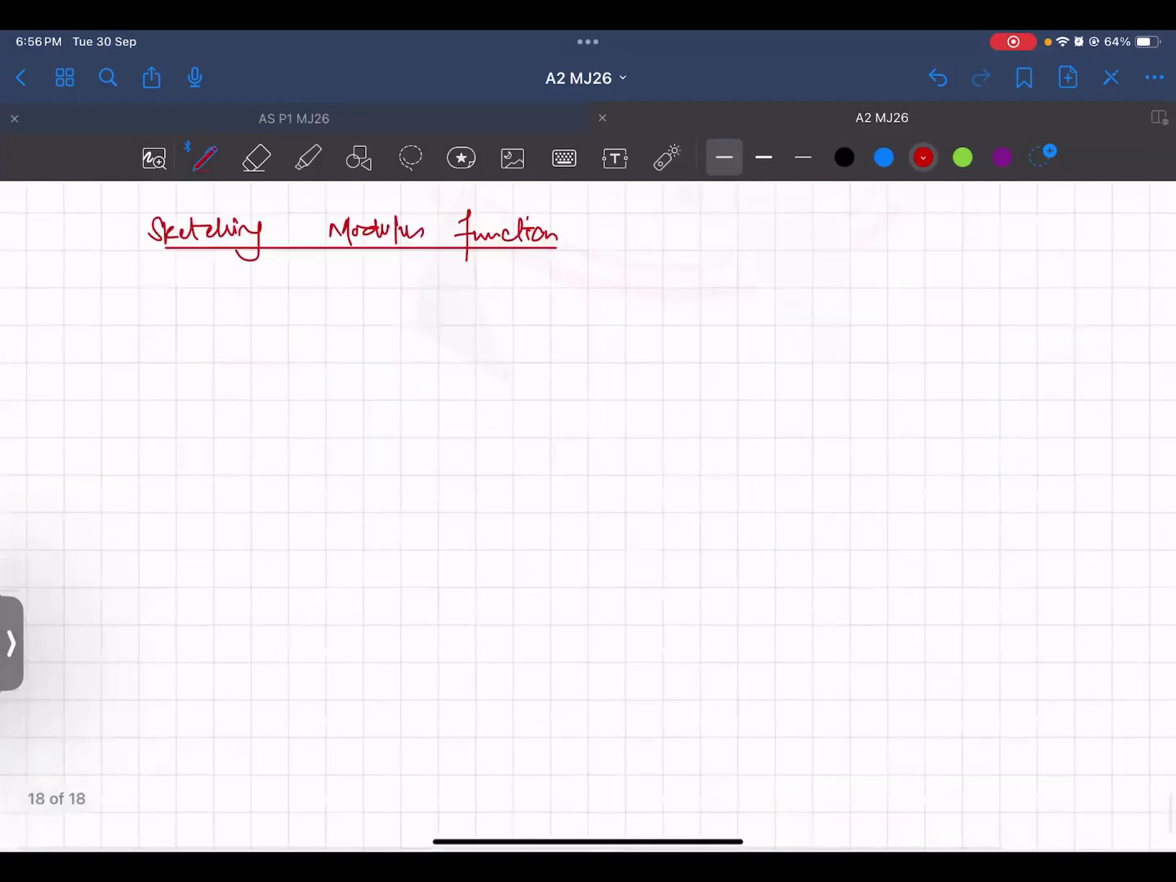Because this is also included in the syllabus. How do they work? For example, you have y is equals to x. If it is only simple y is equals to x, what will be the graph? It would be a straight line passing through the origin, and this would be the line. Y is equals to x.